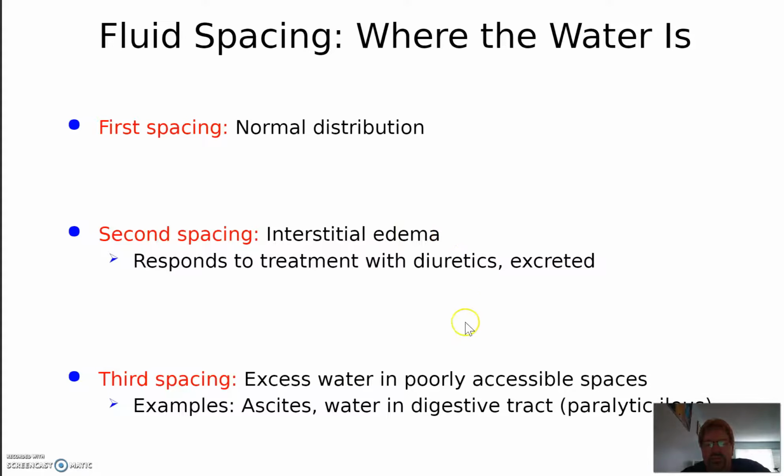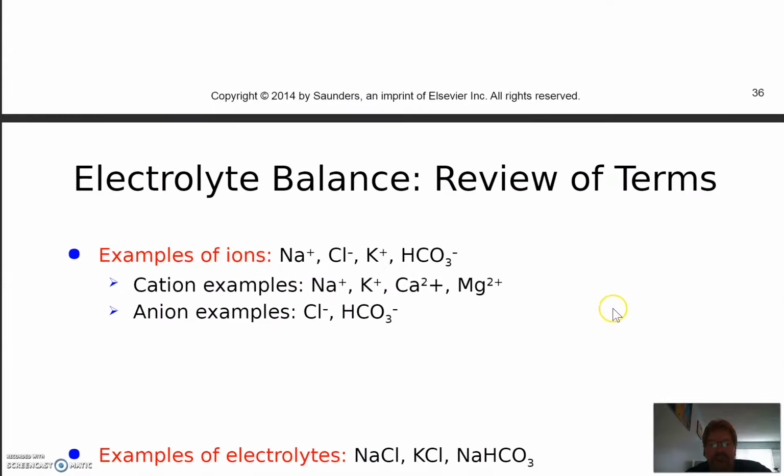Third spacing, excess water in poorly accessible spaces, like ascites. We talked about that. You can actually have a supine patient laying down. You can push and you can feel that wave splash across under there. Indicates some sort of a problem of paralytic ileus or something in the digestive tract.